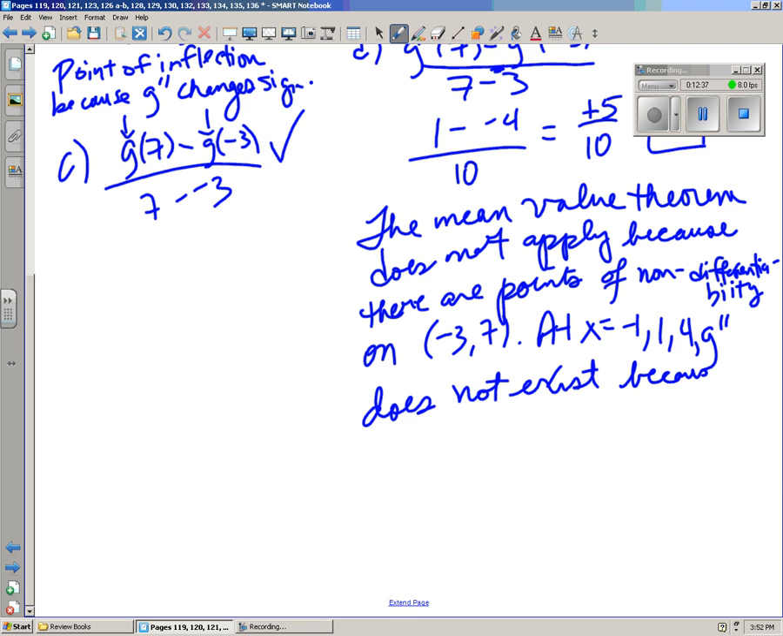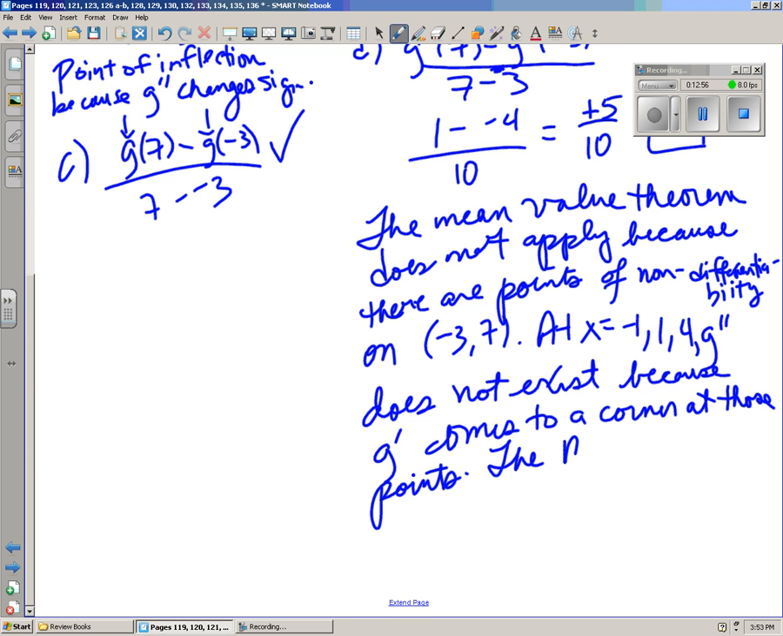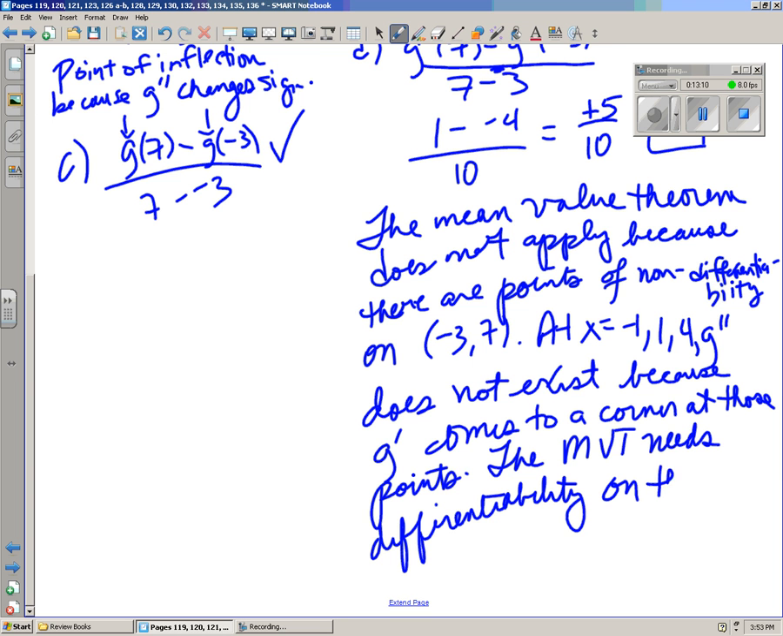Because g prime comes to a corner at those points, the derivative does not exist there. Hence the mean value theorem, which needs differentiability on the entire interval, does not work.